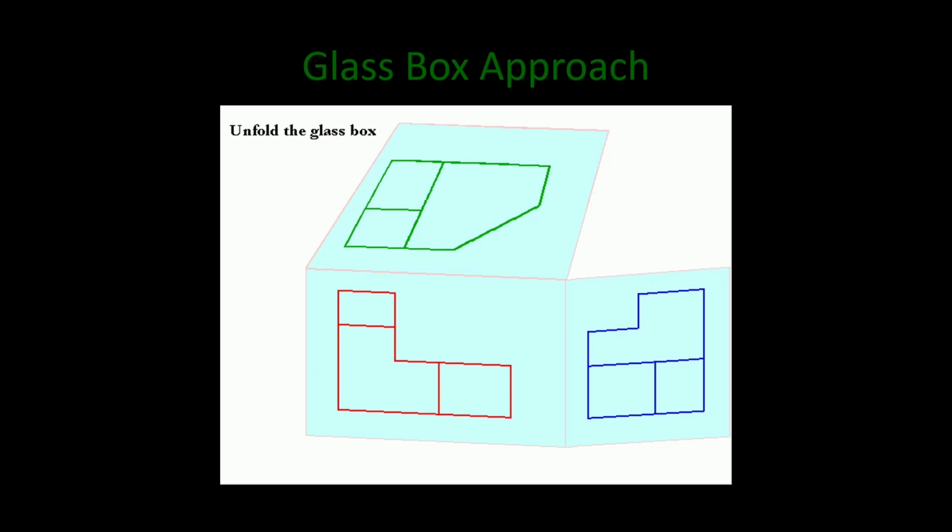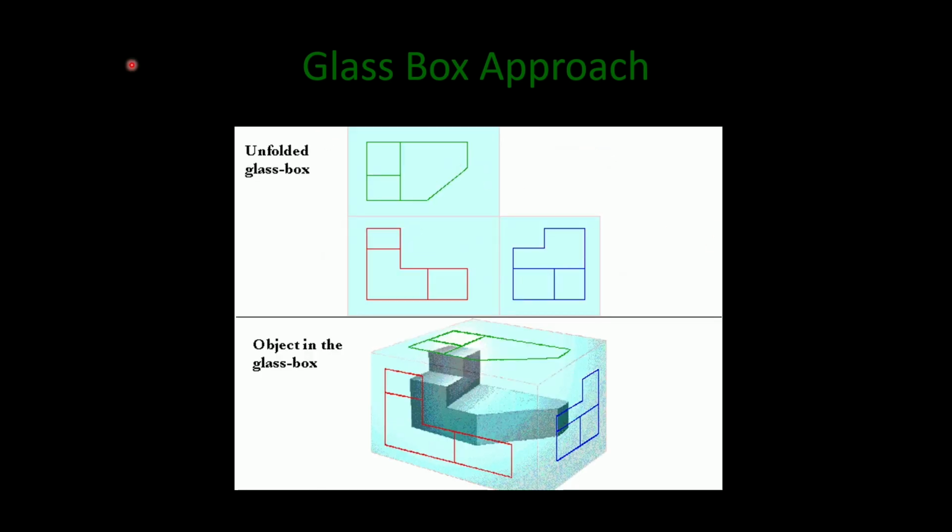Let's see the next slide. In this there are two pictures. First is an unfolded glass box and second one is an object in the glass box. In this we can easily compare the unfolded glass box and the object in the glass box. Now you all understand that the red color highlighted part is the front view, the green color highlighted part is the top view, and the blue color highlighted part is the right side view. Now let's see the next slide.